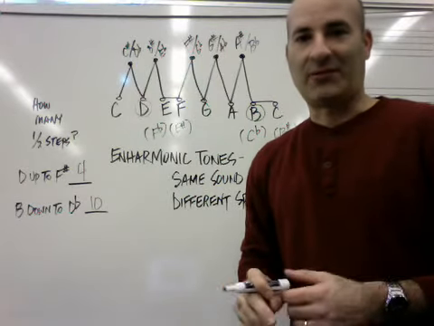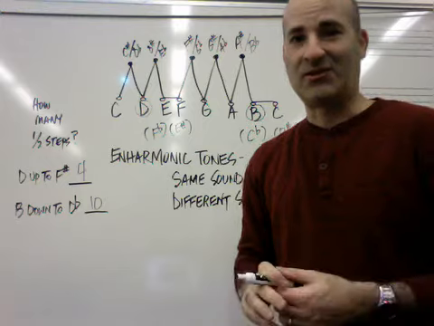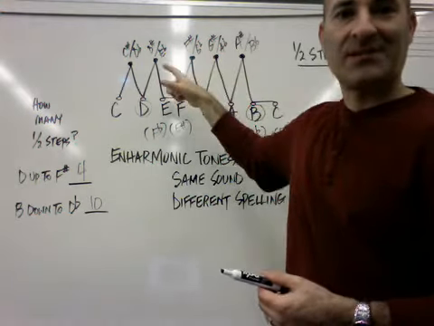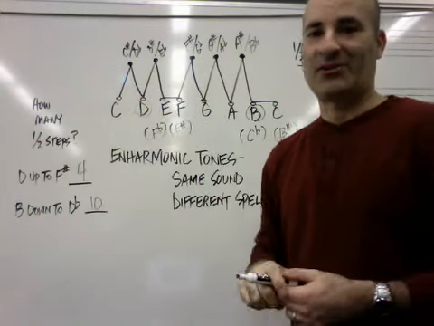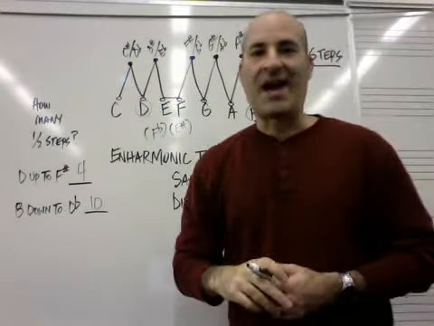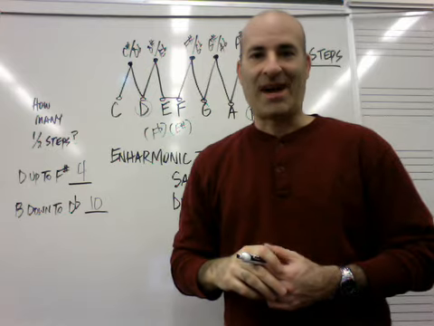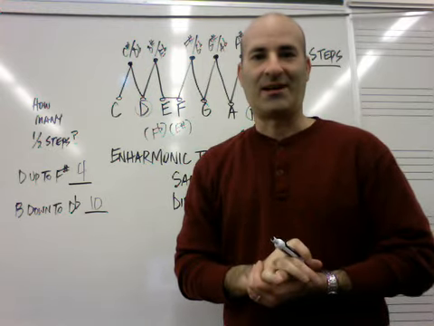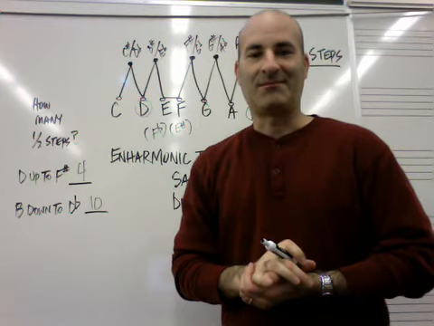One thing that's really helpful too, and might minimize some confusion, is when you go down, call them by their flat names, and when you go up, call them by their sharp names. All right, so those are half steps and enharmonic tones, and that should hopefully give a pretty good summary of that lesson. All right, see you next time.